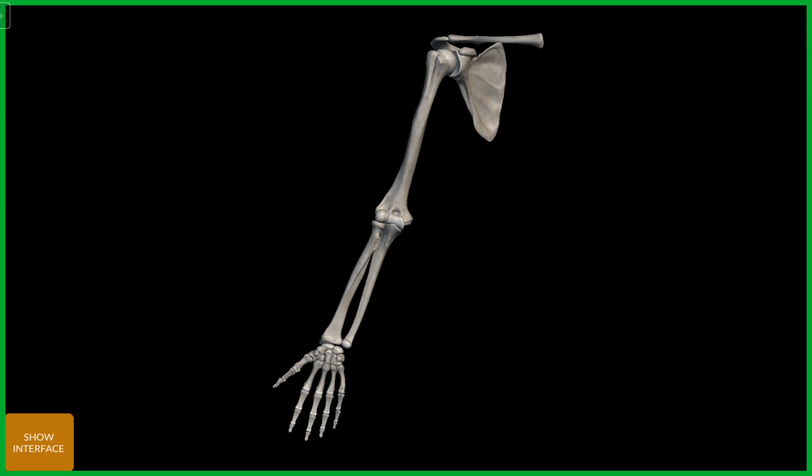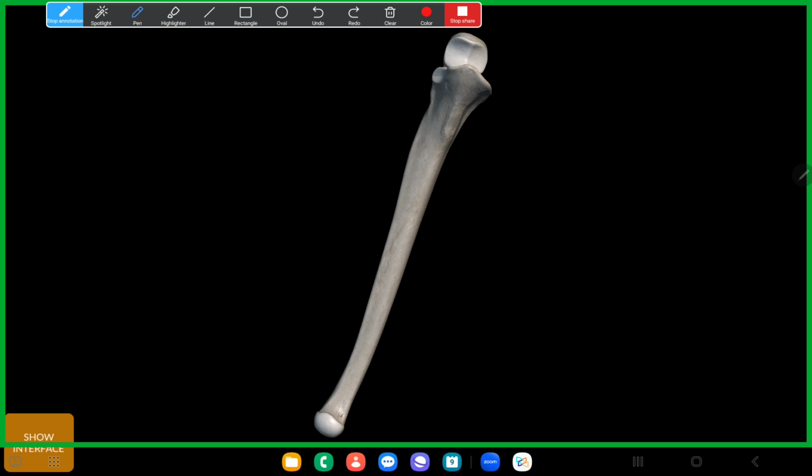In this video I am going to discuss the osteology of the ulnar bone. In my previous video I also discussed how you should start bone description. When a bone is given, first you should determine the side of the bone. That means whether the bone belongs to the right side of the body or the left side of the body.